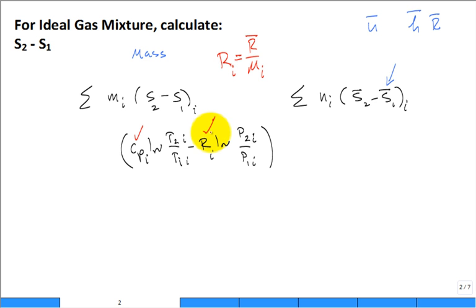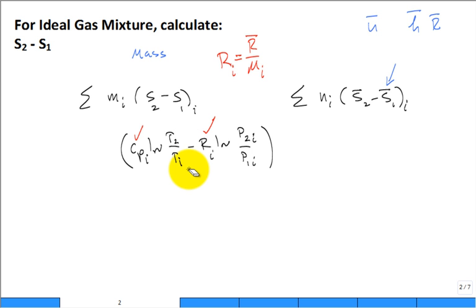Let's take a look at this. Does the final partial temperature make sense? No, there's no partial temperature concept. There's no temperature associated with component I different than component J. So we get rid of that. It's just the final temperature over the initial temperature.